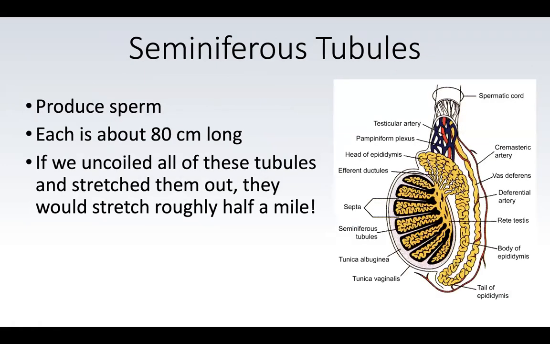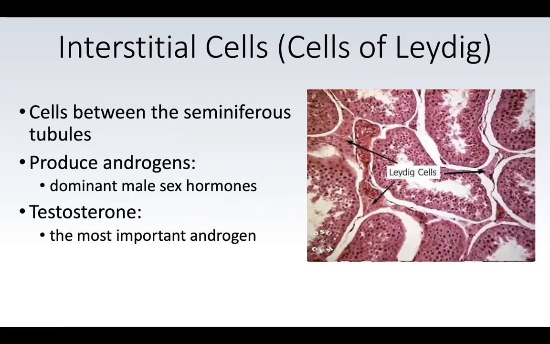In the testes, there are many tightly coiled tubes called the seminiferous tubules. This is the site of sperm production. We'll talk more about it in just a few slides.